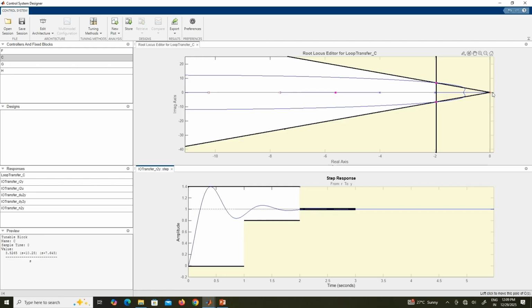Why? Because of the addition of this pole at the origin. So, this is our controller. We have actually gone ahead and found a controller which not only satisfies the specifications, but also takes care of the steady state error, and also it is stable, right, because the closed loop poles are in the left half plane. So, what is the C? Look at C. You click on C. This is the C matrix, the controller that you have come up with.